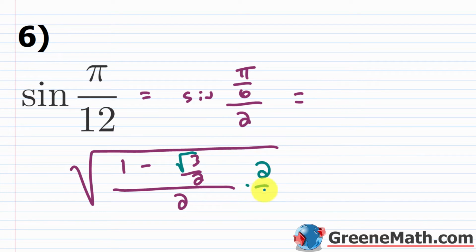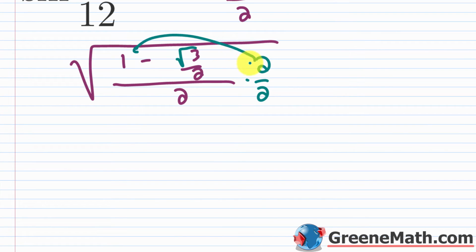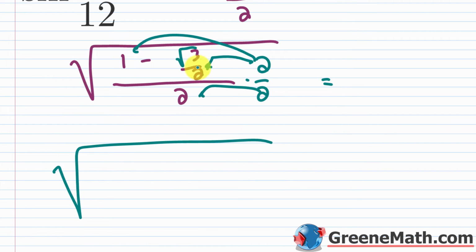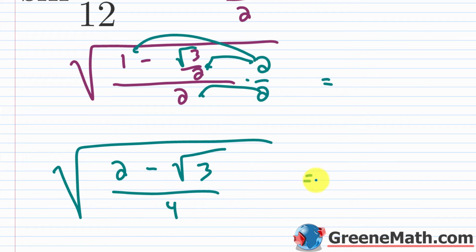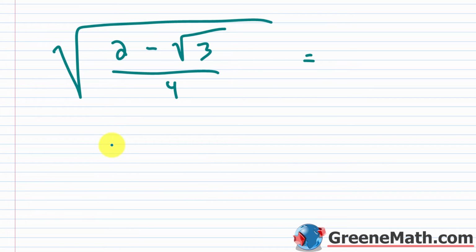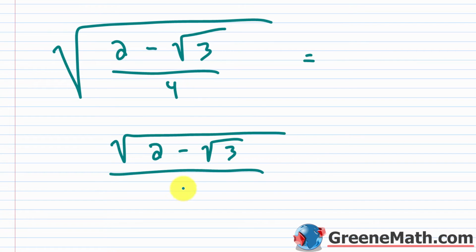So I'm just going to multiply this by 2 over 2. And again, just distribute this here, and distribute this here. Okay, so this is going to end up being the square root of 2 times 1 is 2, and then minus the 2's would cancel, so you have the square root of 3, and this is over 2 times 2 is 4. So I'm just going to break this up and say this is the square root of 2 minus the square root of 3 over the square root of 4 is 2.